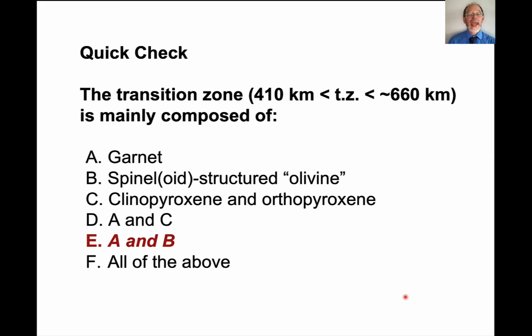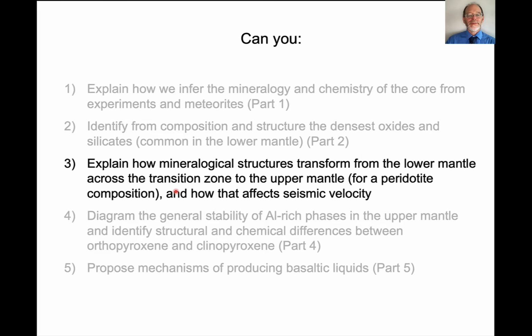And the answer is A and B. What's important is that olivine changes its structure, but also the pyroxenes are not stable, that they invert to form the garnet structure, this majorite garnet. So at this point, I hope you would be able to explain how the different minerals change as we go from the lower mantle into the transition zone, especially in relationship to the upper mantle, which is what I'm going to talk about next.